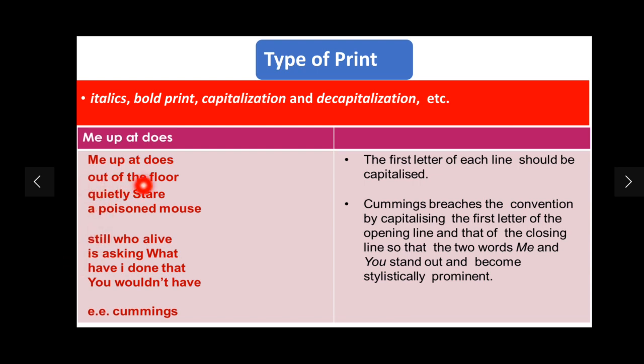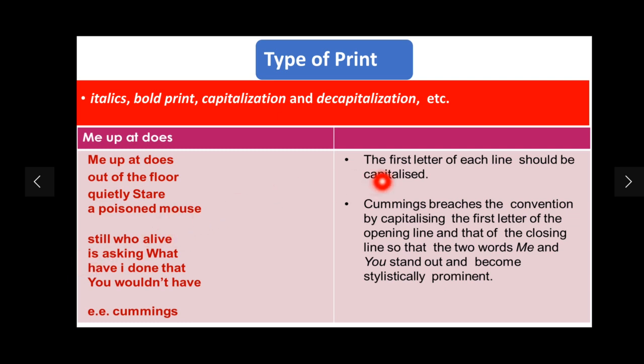You can see that it is supposed that we should use a capital letter at the beginning of each line, but here you can see in me, but here we don't see a capital letter in out. Similarly, we can't find a capital letter in quietly. Similarly, in still, in is, in have, we don't find capital letters. But in the last line, we find that in you, the Y is capitalized.